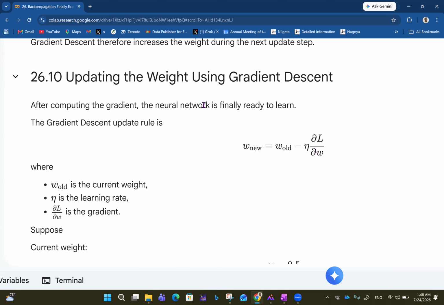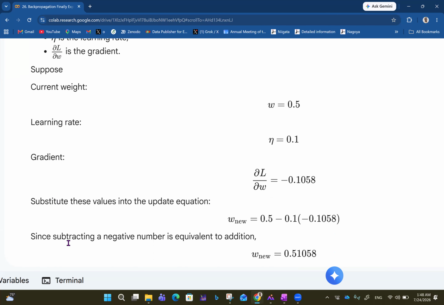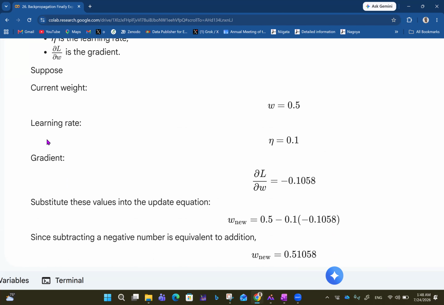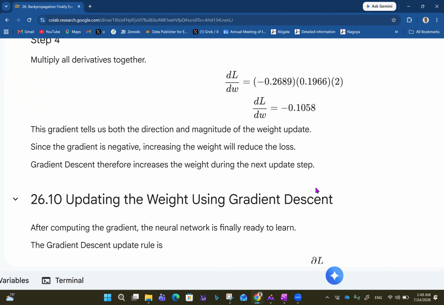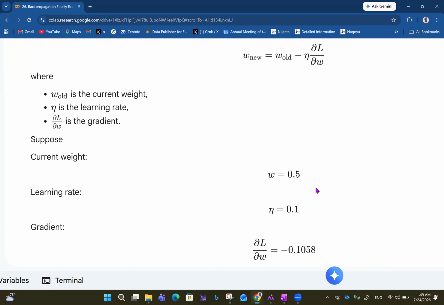So after computing the gradient, the neural network is finally ready to learn. The gradient descent update rule is: new weight is equal to old weight minus learning rate times the gradient, where W old is the current weight, eta is the learning rate, and dL/dW is the gradient. Suppose the current weight is 0.5 and the learning rate eta is 0.1. The gradient dL/dW is minus 0.1058 that we computed from here.